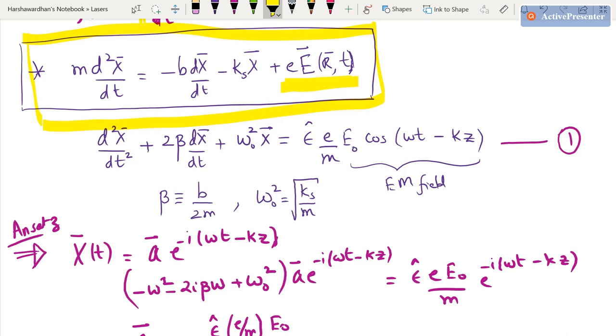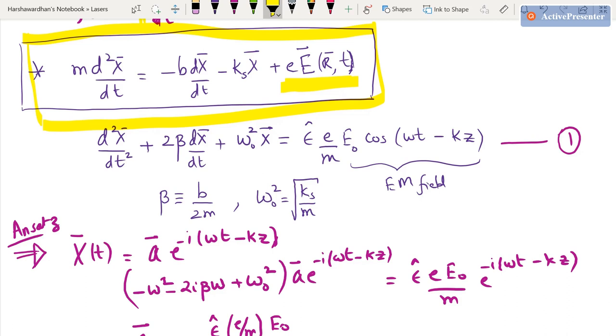The drive is arising precisely because of the electromagnetic wave that is impinging on it. So epsilon is the polarization associated with the electric field. Imagine that the polarization is along a particular direction, let's call it x. Then we will generate the displacement of the electron in that direction. So the epsilon direction and the x direction will actually match.